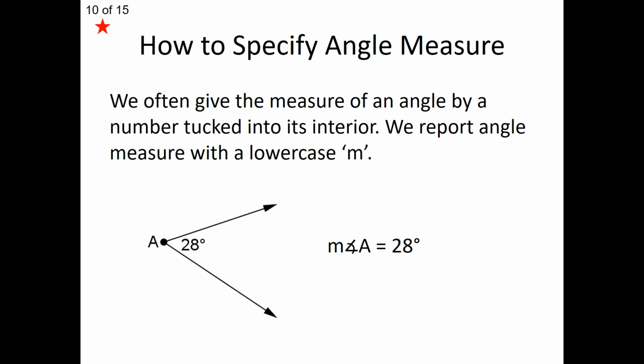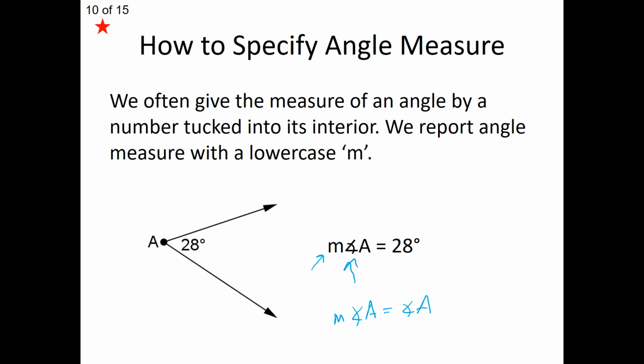To denote the measure of an angle, we use the little letter M that we tuck in front of the angle symbol. So we have this little angle symbol here in the middle, and then we put this M right in front of it saying the measure of. Now here's a quick question for you. Is the measure of angle A equal to angle A?